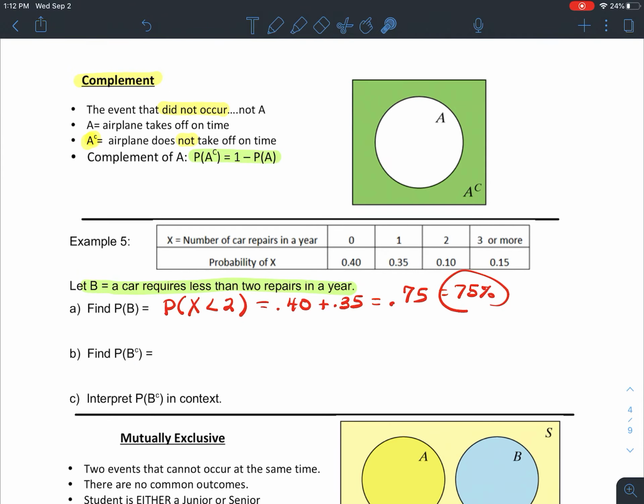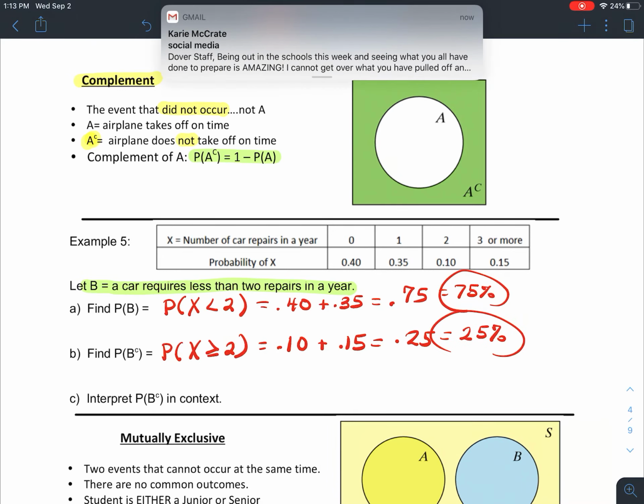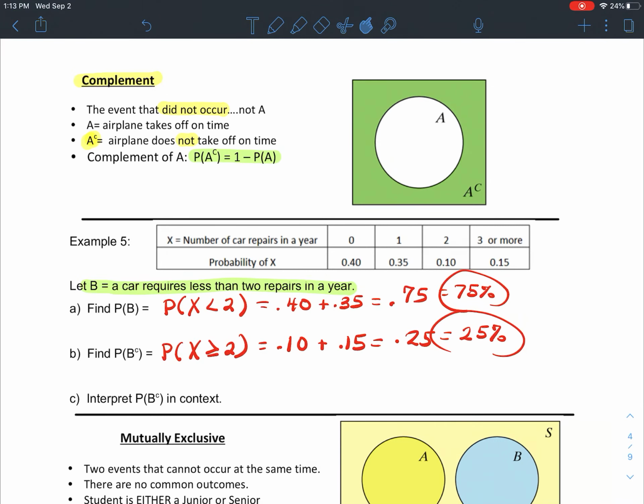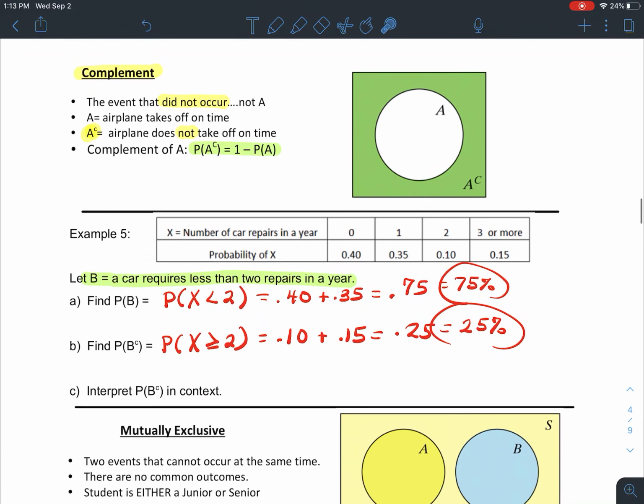Now we want to find what's the probability, and this is B with a little c there. So that means that you have a car that is not requiring less than 2 repairs. Or another way that you could say this is the probability that the number of repairs is greater than or equal to 2. Okay, the complement to the number of repairs being less than 2 is that the number of repairs are greater than or equal to 2. And so then we would go through and we would add up those probabilities, getting 25% for that likelihood.